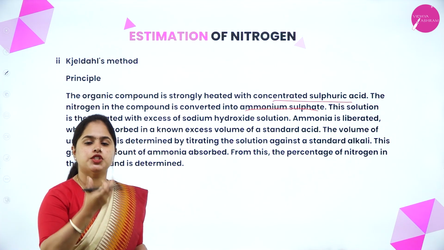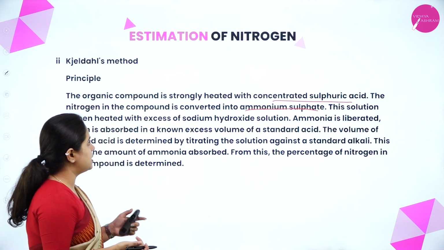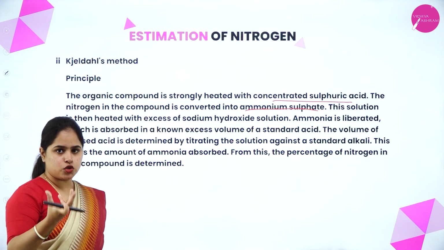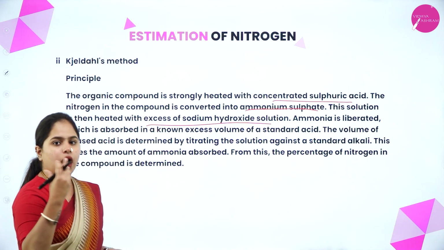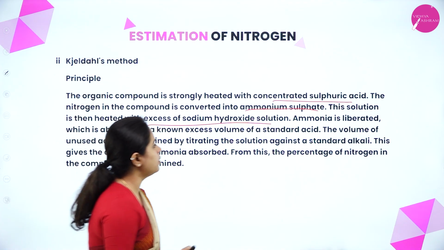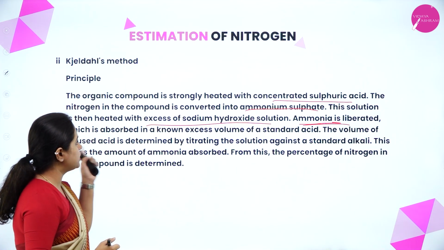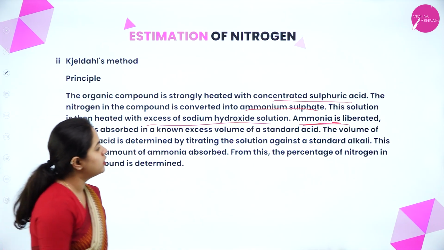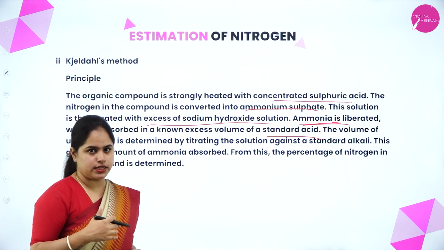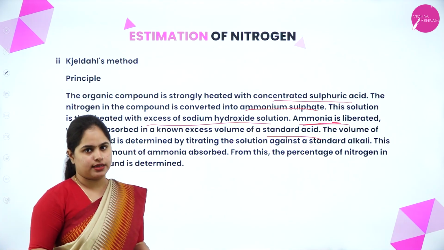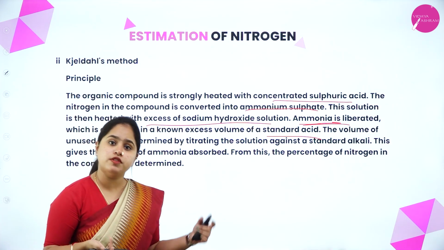So, what happens to the nitrogen? Nitrogen is getting converted into ammonium sulfate first. Okay. Now, this solution is then heated. The solution containing ammonium sulfate is then heated with excess of sodium hydroxide solution. Ammonium sulfate now reacts with sodium hydroxide, and then what is liberated? Ammonia is liberated, which is absorbed in a known excess volume of a standard acid. Okay, so ammonium sulfate reacts with sodium hydroxide in excess, and we get ammonia gas. Ammonia gas is liberated, and this is now absorbed in an excess volume of a standard acid.